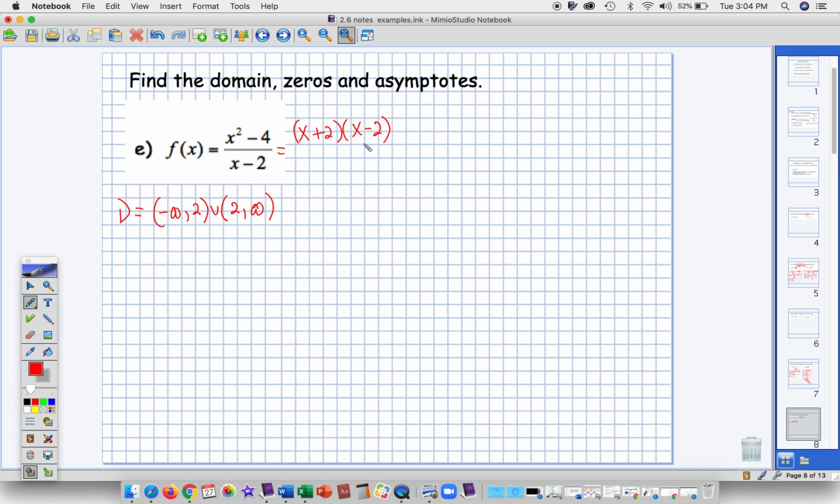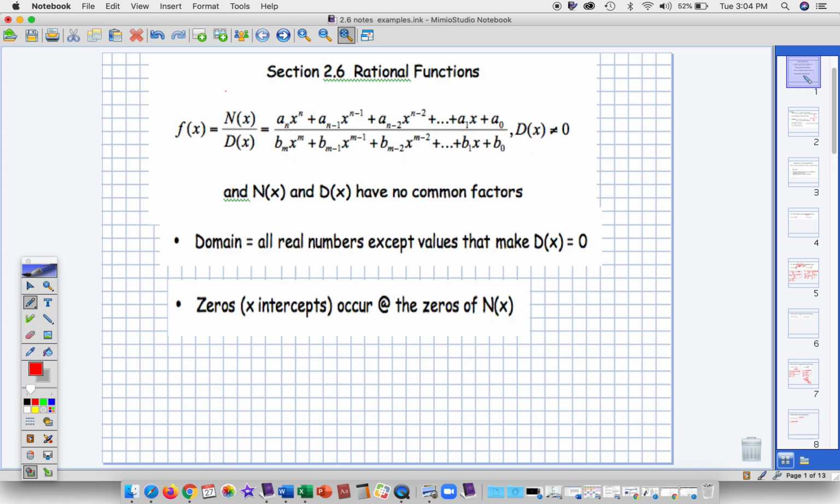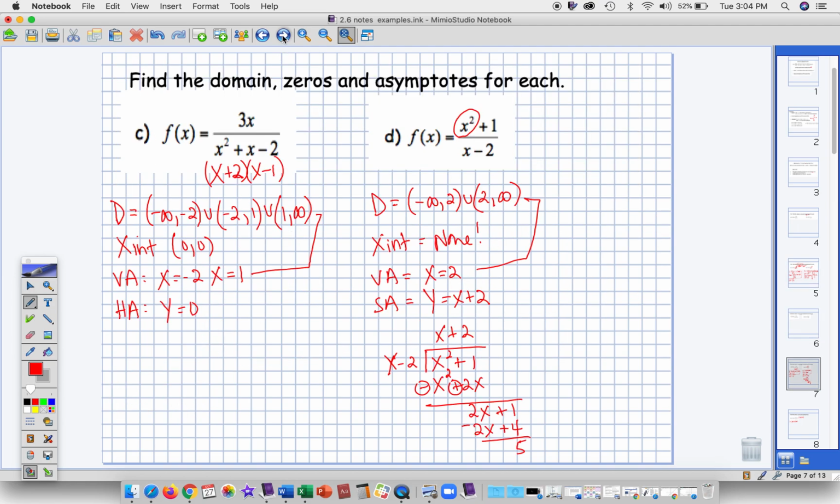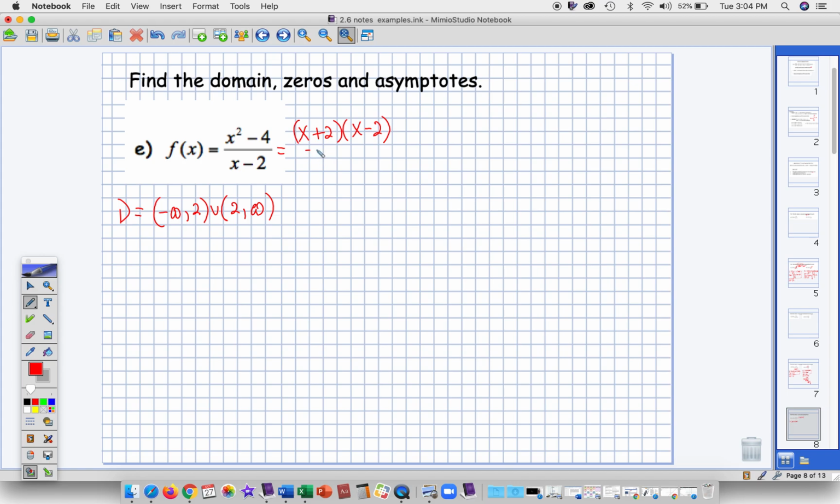Well, it's not, right? If you remember what I said from the very beginning, this is important that we have no common factors. When we have a common factor, then the rules change. So let's see what happens. Do you remember, first of all, from Algebra 2, what happens when we have that common factor? If you said it creates a hole in the graph, that's correct. So what we actually have here is the graph of x plus 2 with a hole at x equals 2.